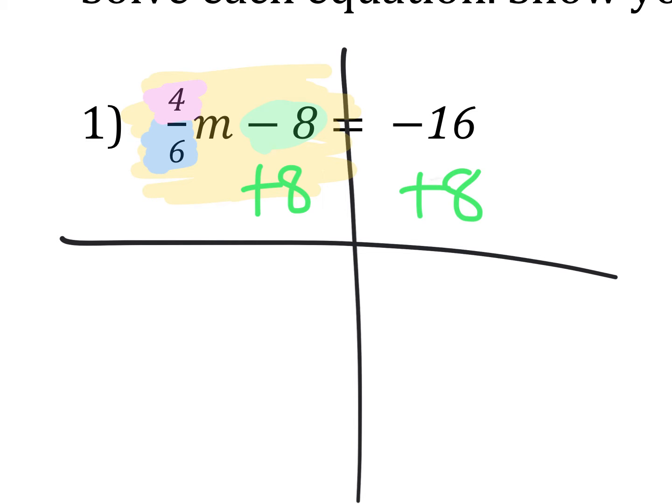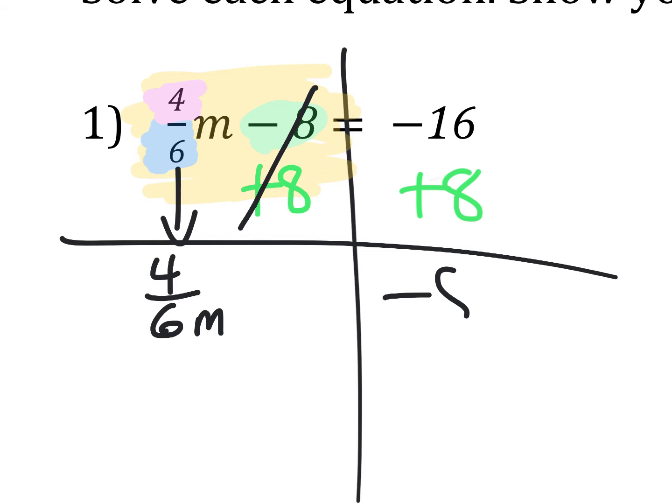I'm not going to add that because that is an M. You can't add an M plus a number. So this is going to cancel. That is going to leave me with a 4/6M. And of course, what I did to one side, I had to do to the other. So that left me with a -8. So are we good with that first step so far?